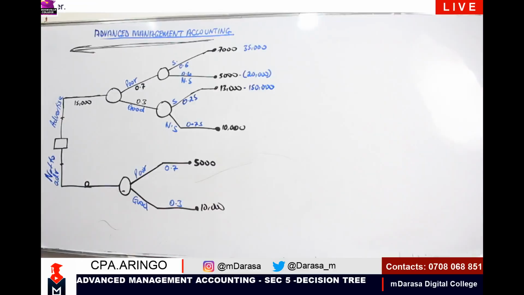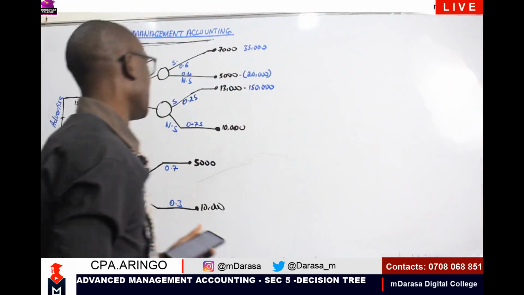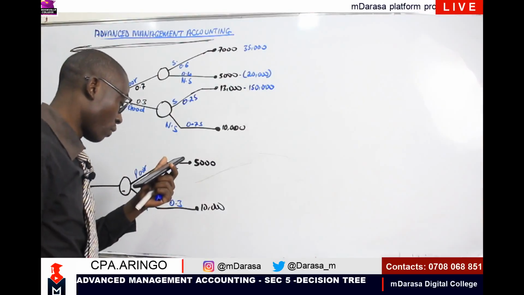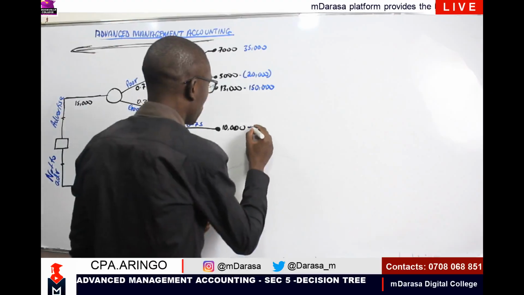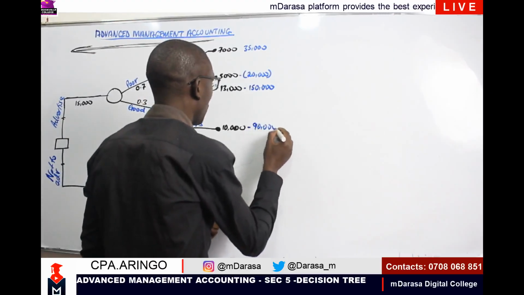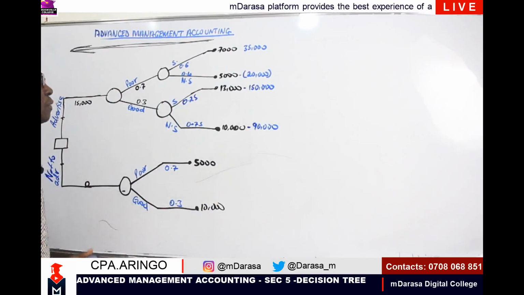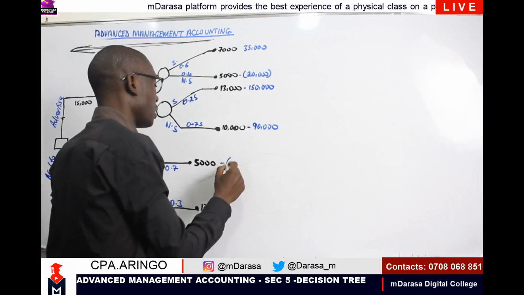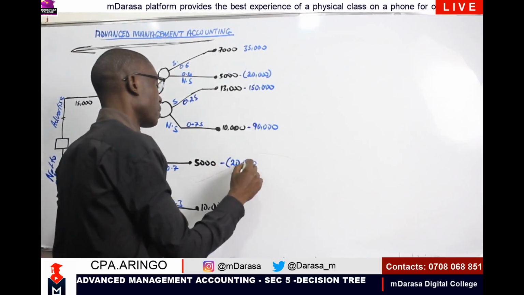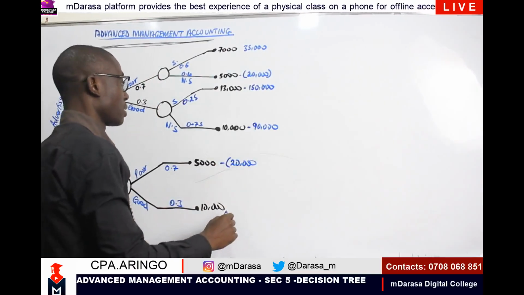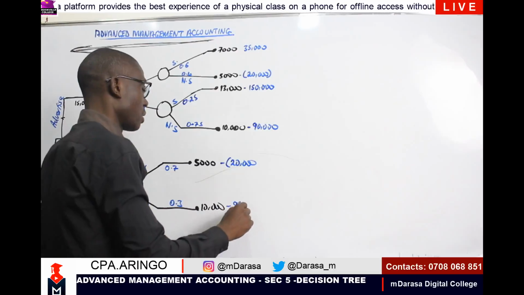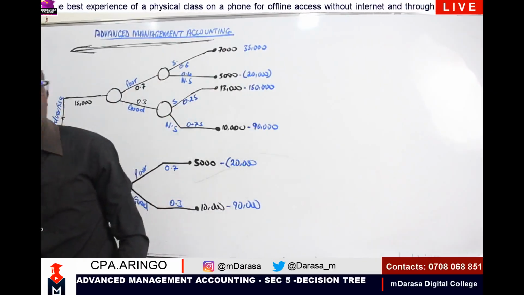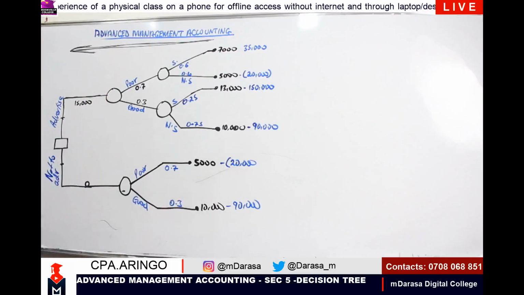So continuing with this. If my ticket sales is 10,000, you can clearly see here I was given a figure of how much? 90,000 being our payoff. If our ticket sales is 5,000 here, we can clearly see I'm having negative 20,000. And if our ticket sales is 10,000, you are given 90,000. So these are our payoffs.